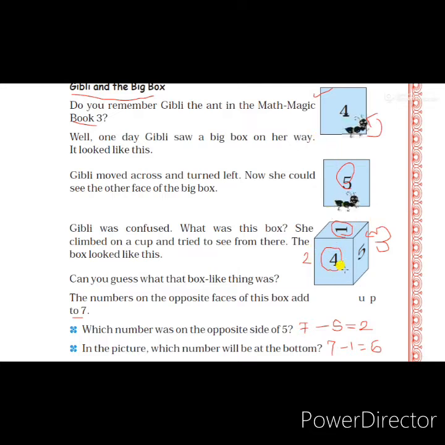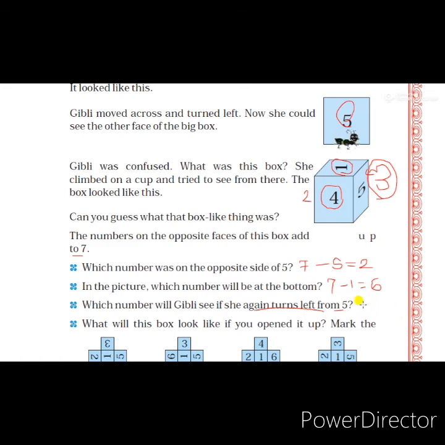Now he turned left side. From the first face he turned left side and he saw the number 5. Now the question is asking, if he turns left side once more, what will be the number? So students, we know that the number will be the opposite side of 4. So what is the number opposite side of 4? It is 3. So if Ghibli turns left side again from 5, the answer is 3.